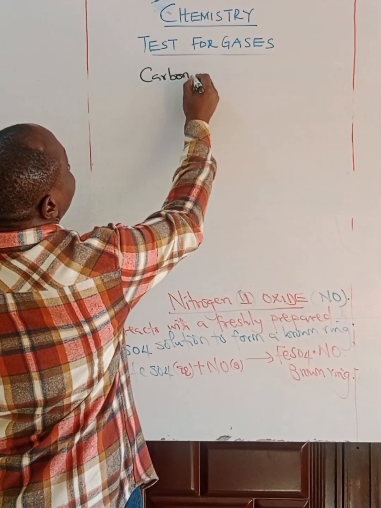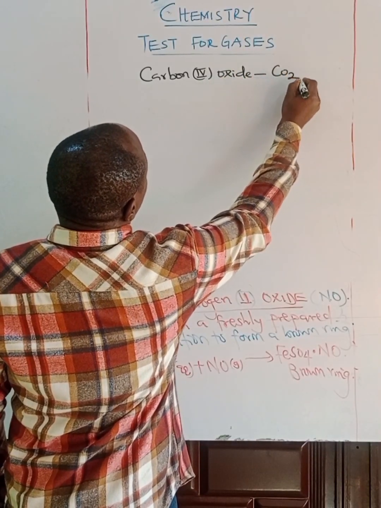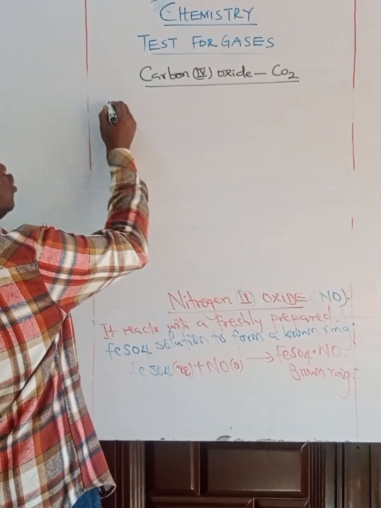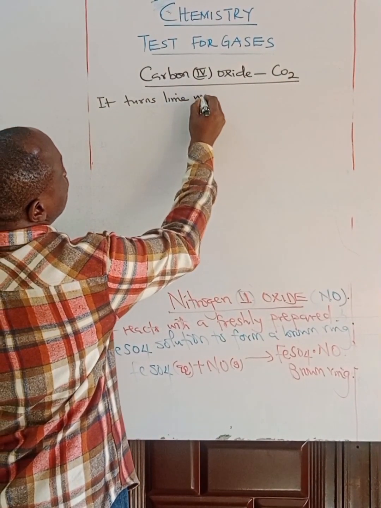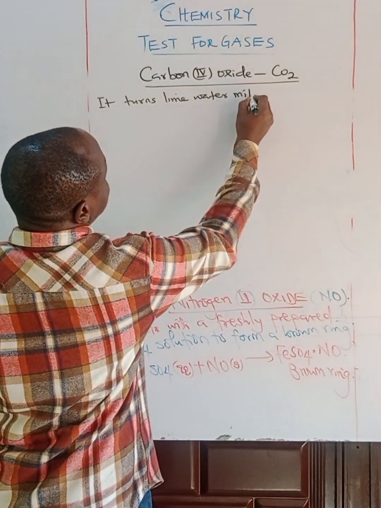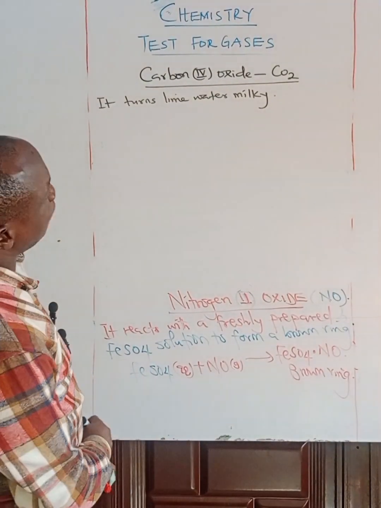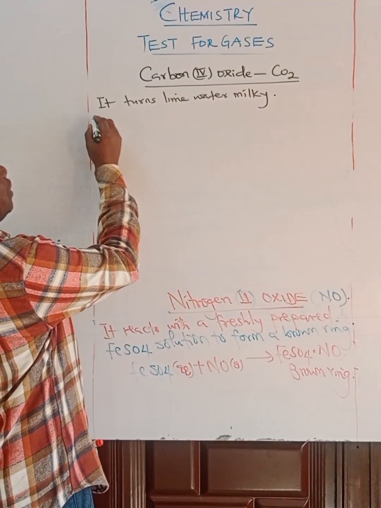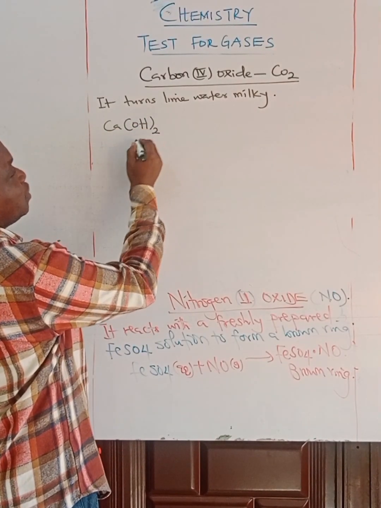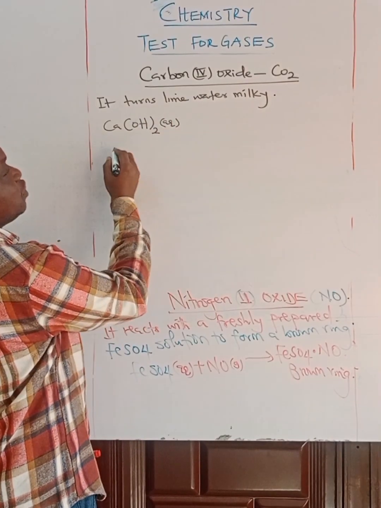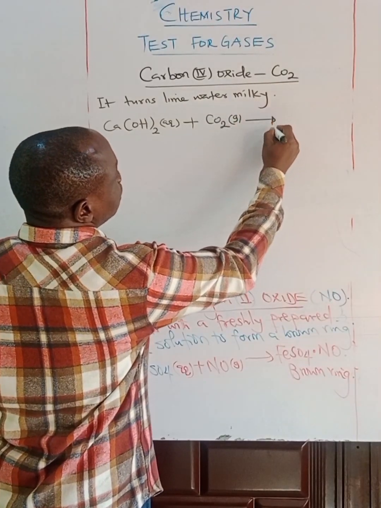Carbon(IV) oxide, that is CO2. CO2 turns lime water milky. It turns lime water into a milky precipitate. What is lime water? Lime water, take note, is calcium hydroxide. This is lime water, calcium hydroxide, plus CO2 gas to form a product.